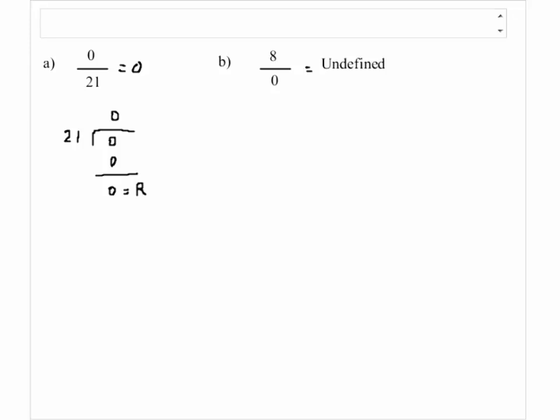However, if I divide 0 into any number like 8, when I ask myself, what times 0 gives me 8? Obviously, I cannot find any number multiplied with 0 to get any number but 0. If I pick 0 here, 0 times 0 would be 0. It's not equal to 8. If I pick any number, when I multiply it by 0, I would get 0, so I would never get 8. So that's why we would say undefined here.